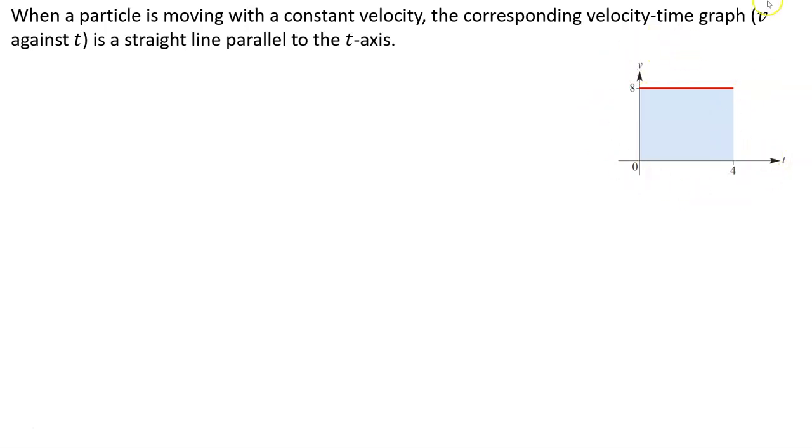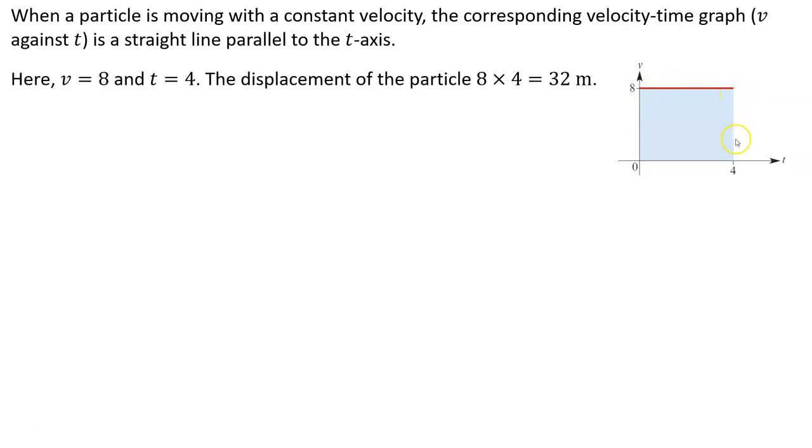Here we have v graphed against t. This is a constant velocity of 8 meters per second. The time on this graph is from 0 to 4. The displacement of the particle is just the area of the rectangle, 32 meters.